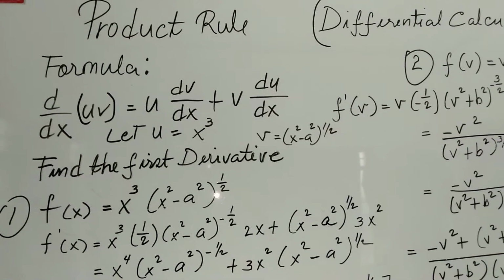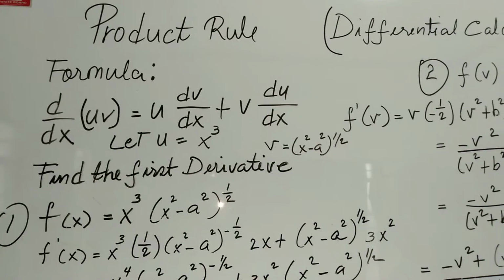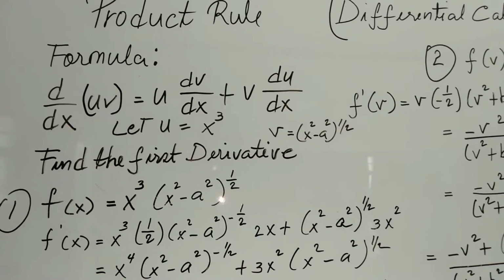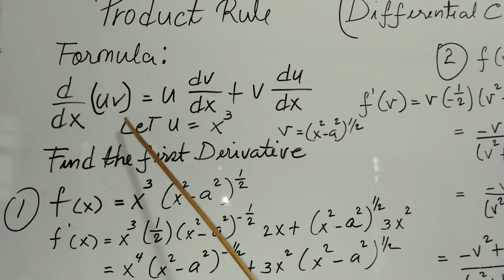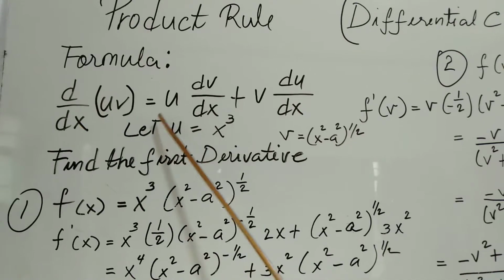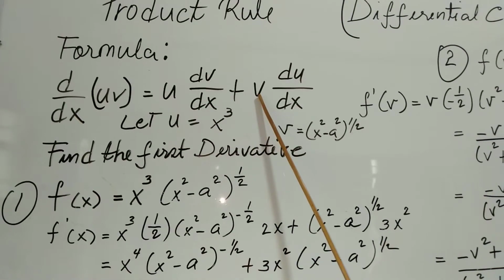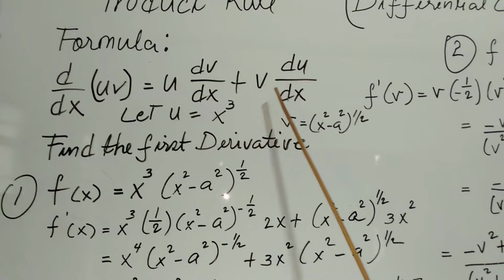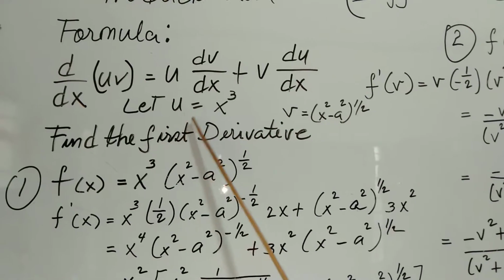Hi! Today's topic is about the product rule for our differential calculus lesson. And we'll have to use this formula here. The derivative of the product u and v is equal to u dv over dx plus v du over dx. So u is our first term and v is our second term.